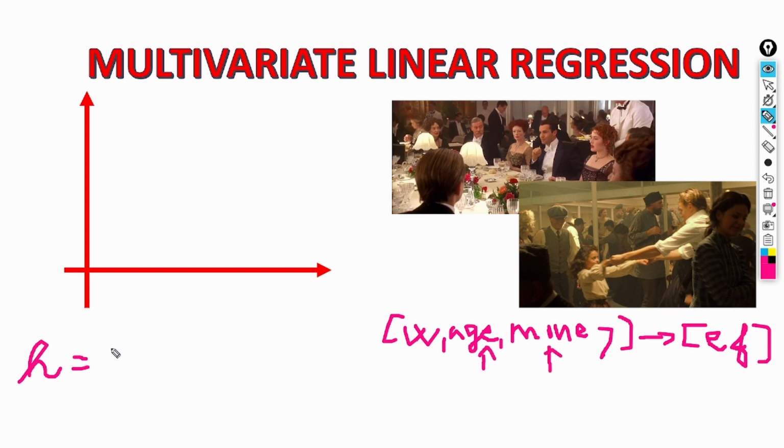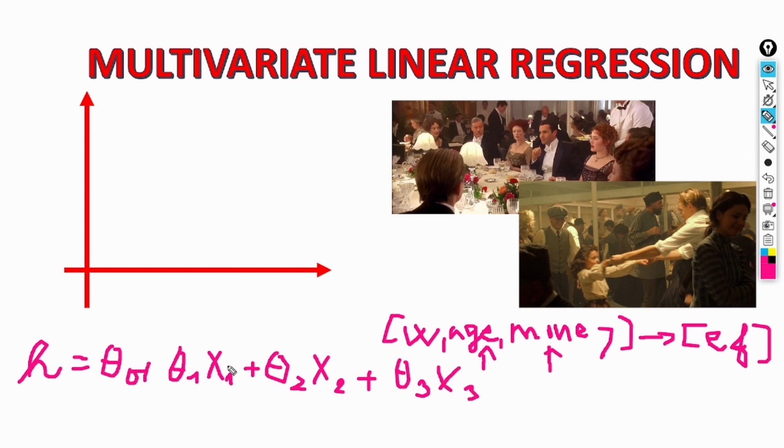So the hypothesis is equal to theta 0 plus theta 1 times x1 plus theta 2 times x2 plus theta 3 times x3. And these x's are weight, age, and money in the bank account. The output value will be on the same 2D space. There will be just points. You will still be looking for a line that will describe this graph the best.